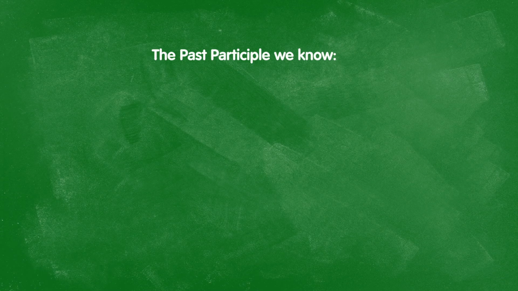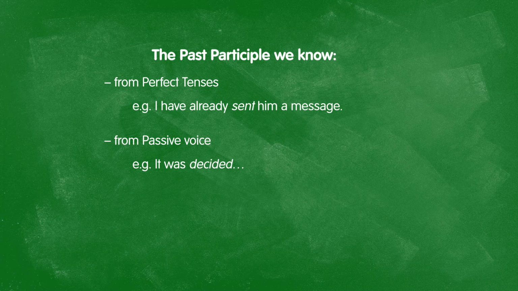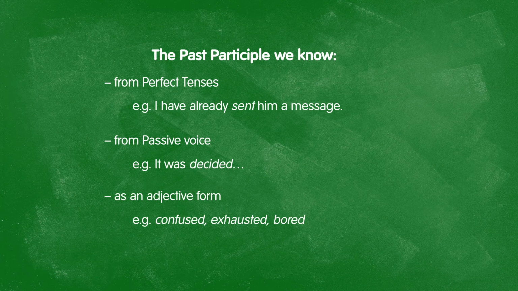However, for any irregular verbs, the past participle will be different, and you do need to memorize it. And finally, we use the past participle to form the adjective from some verbs. For example, confused, bored, exhausted. However, there's one difference here between the past participle and the present participle, and that is that the past participle cannot be used to form an adverb. Only the present participle can do that.